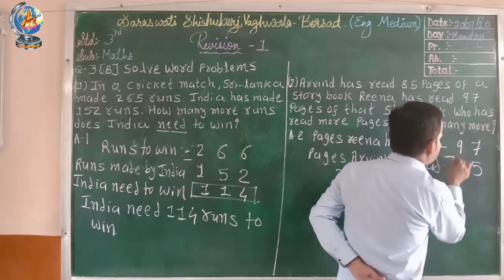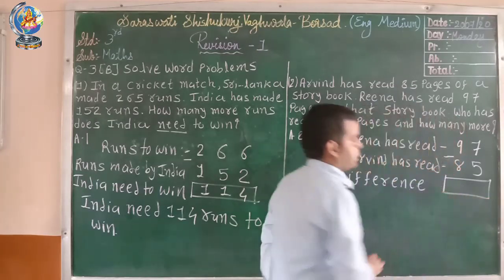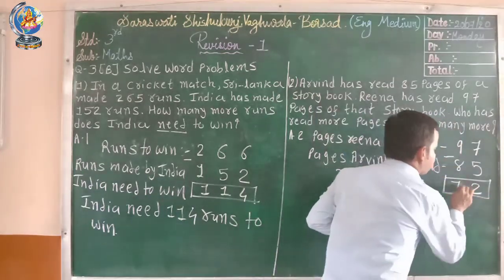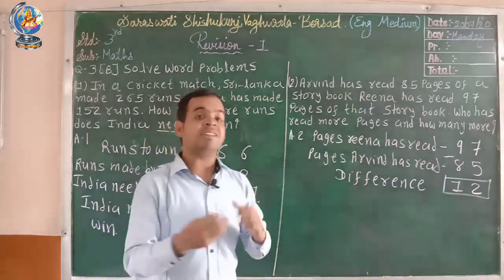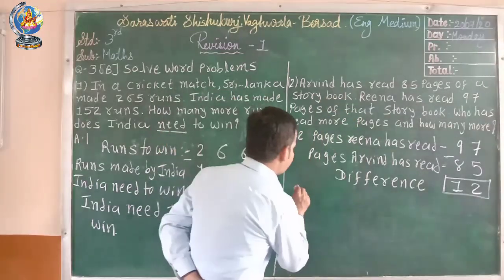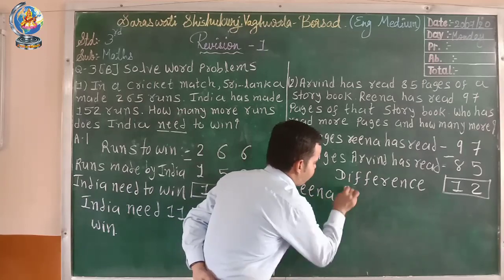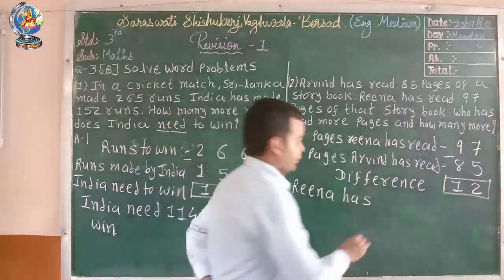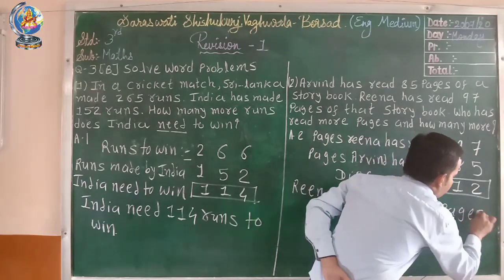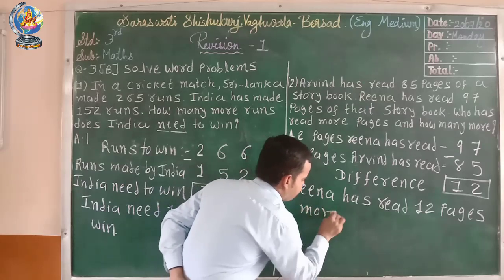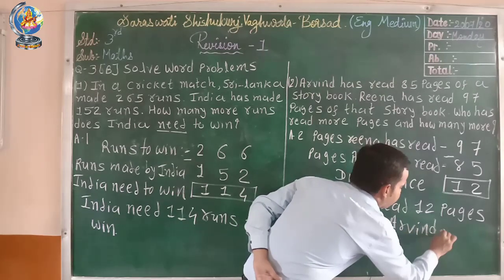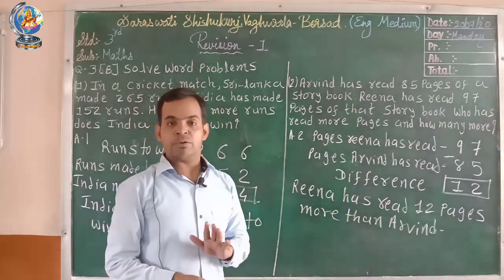So here 7 minus 5, 2, and 9 minus 8, 1. So who has read more pages? Here you can see that Reena has read more pages. So how can we write? Reena has read 12 pages more than Arvind. Okay, understood about this sum?